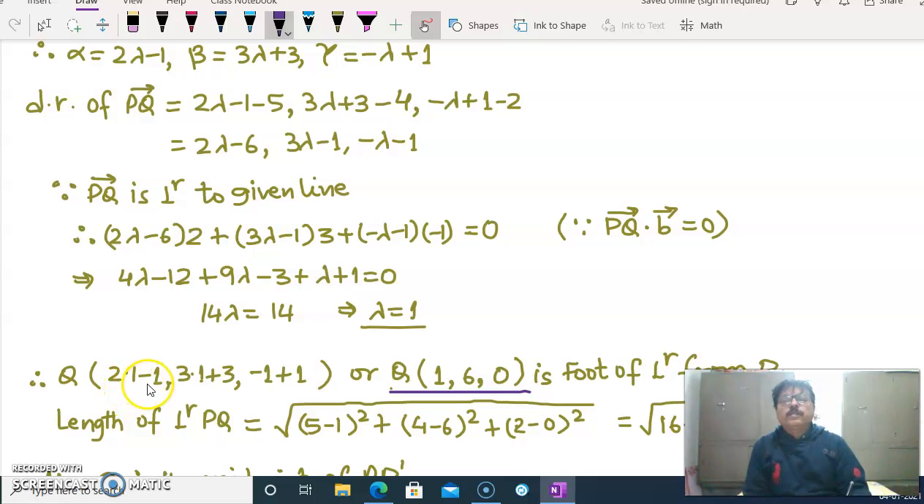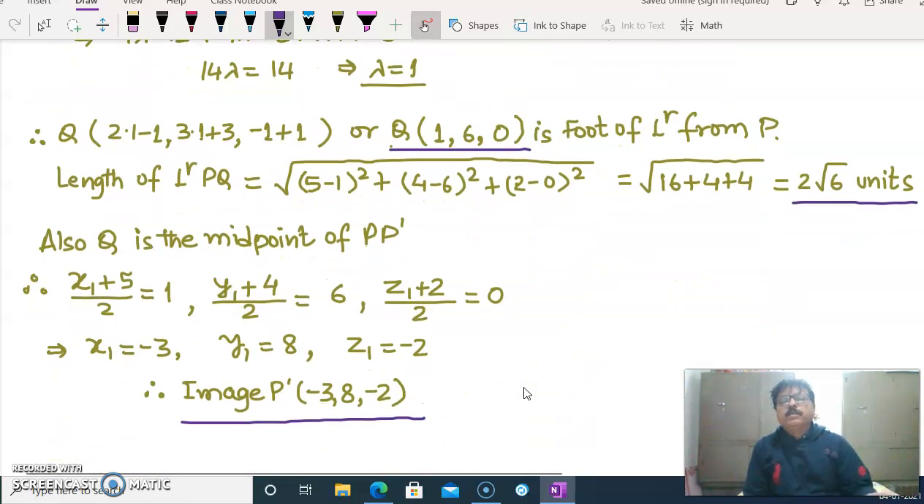So the coordinates of Q will be 2 lambda - 1, 3 lambda + 3, and -lambda + 1. So the foot of the perpendicular from P will be (1, 6, 0), correct? Now the length of the perpendicular PQ, square root of (x2 - x1)² + (y2 - y1)² + (z2 - z1)², comes out to root 24, which is 2 root 6, correct?